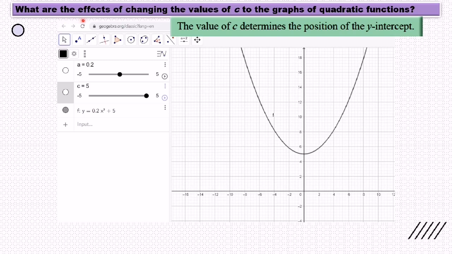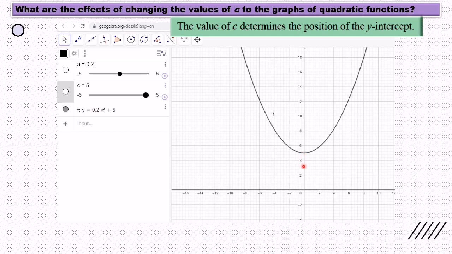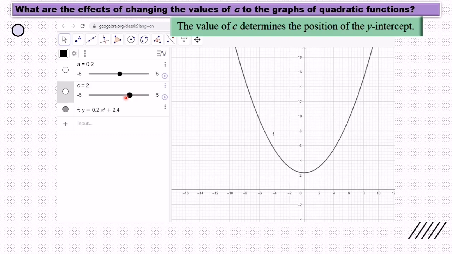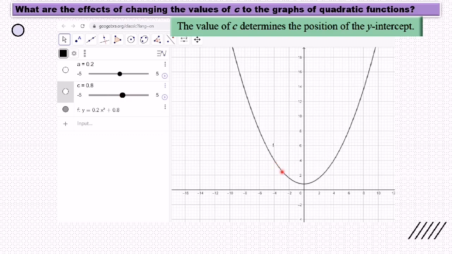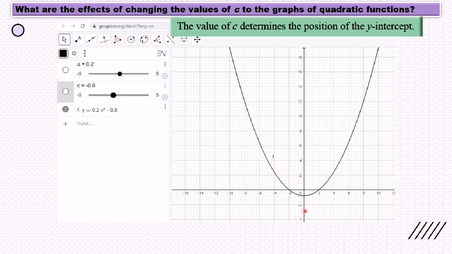Now we look at the last part, the effect of changing the value of c to the graph of a quadratic function. The value of c determines the position of the y-intercept. So if c equals 5, it means the y-intercept is 5. We look at here. Okay, the value of c getting smaller, so the graph goes downward.